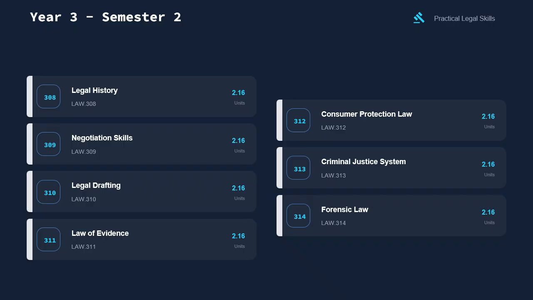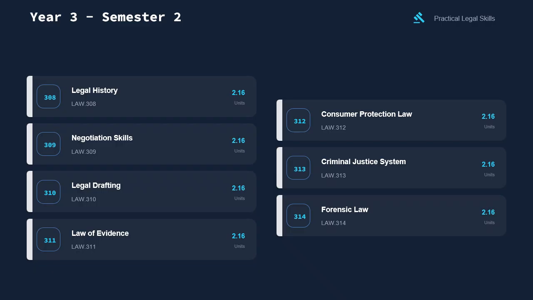Forensic law applies scientific methods to legal questions. It encompasses forensic disciplines, DNA, fingerprints, ballistics, digital forensics, and their legal admissibility. Understanding both scientific validity and legal standards is essential.